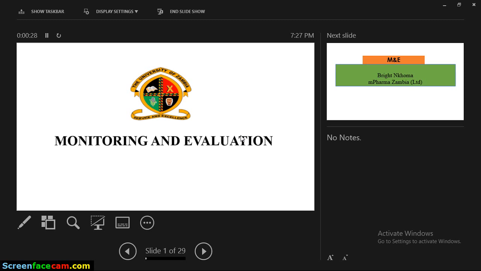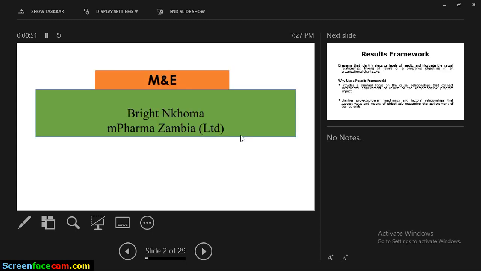Then for these other frameworks that we are going to tackle, you can choose to pick only one. Others would prefer to go with the logic model, others would prefer to use the result framework, then others would prefer to use the logical framework. So today we are going to look at the result framework and how we can go about developing the result framework.